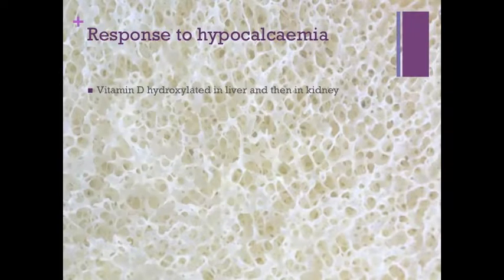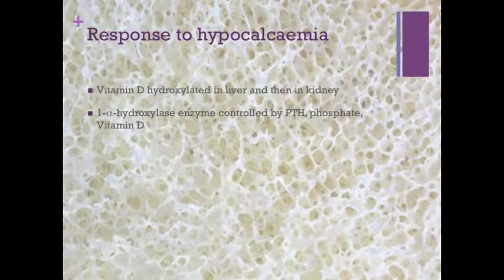The main controller of vitamin D activity is its conversion into the dihydro form by the 1-alpha hydroxylase enzyme, which is itself controlled by PTH secretion, by serum phosphate levels, and by negative feedback from active vitamin D. Rarely, the dihydro form can be produced in excess in granulomatous diseases such as sarcoid, resulting in hypercalcemia.